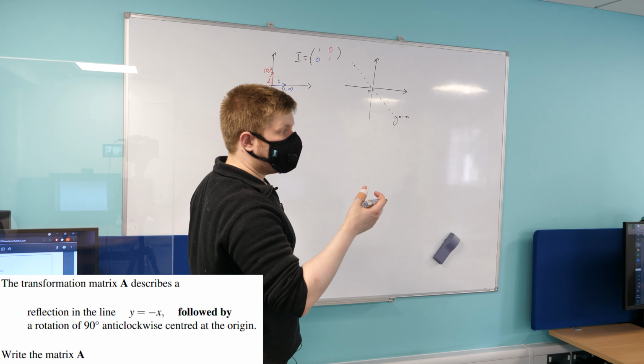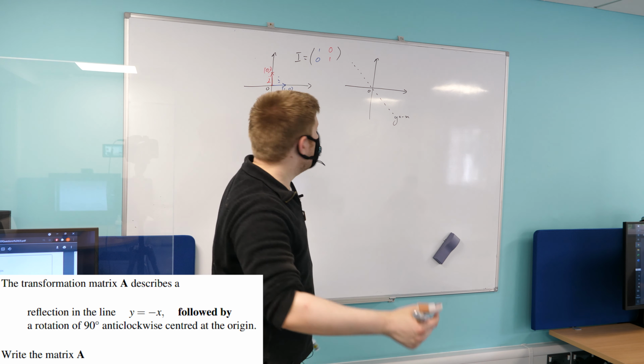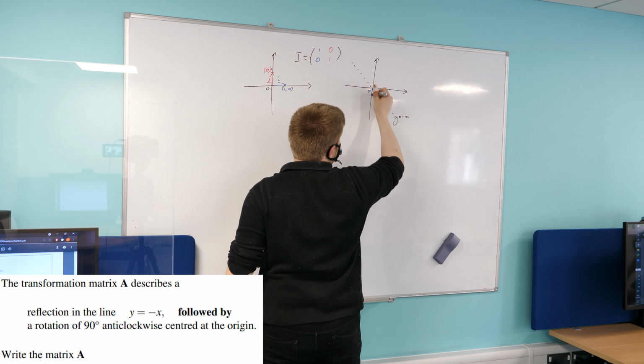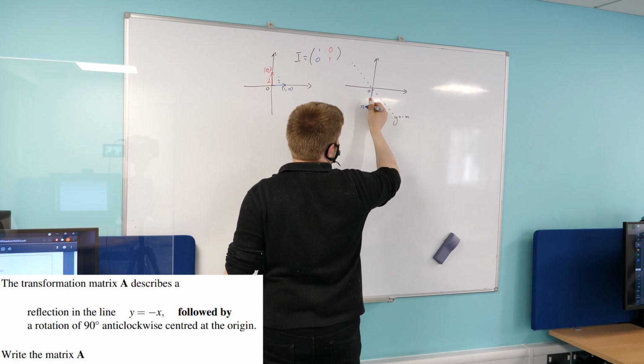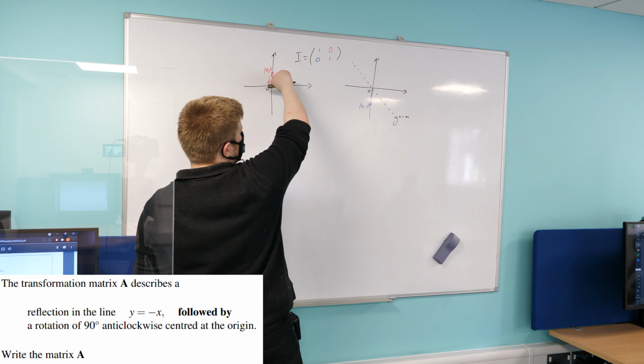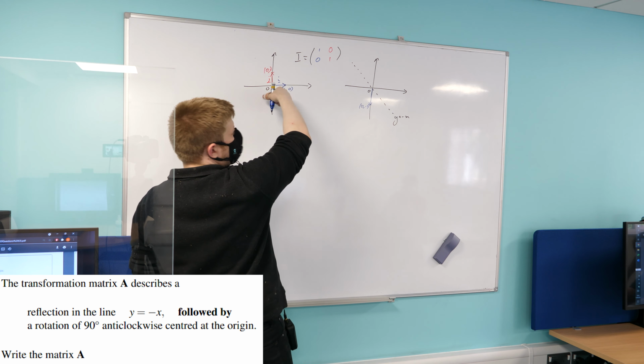0, negative 1. Yeah, so this one here. Does that make sense? Because it was there, it gets flipped over, so it's now down there. So that is new I. Right, that's my new I.